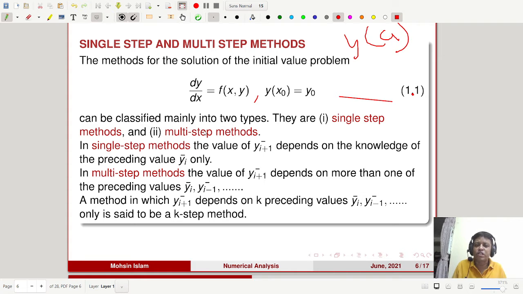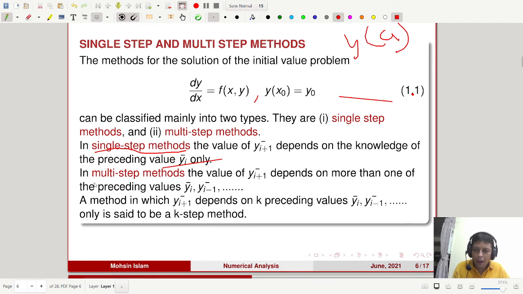Now the question is, what is a single step method? In single step methods, the value of yi+1 bar, that is the computed value at i+1, depends on the knowledge of the preceding value yi bar. That is, if you are calculating the next computed value of y, then it depends on just the preceding value of yi. That is called the single step method.